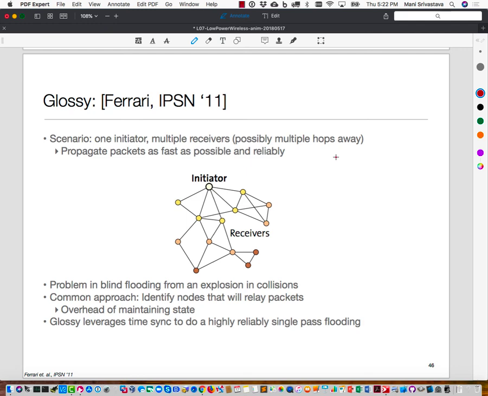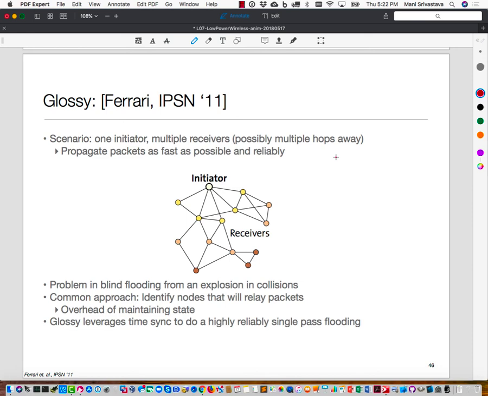Usually one of the ways around this explosion in collisions is that you identify nodes that will relay the packet. We pre-assign certain nodes so that only they will retransmit, only they will act as relays, and we make sure that they provide adequate coverage to the whole network. Like I might say, in row 1, only Adam is going to transmit, and so on. I define this for the whole network. The problem with this approach is that I have to maintain state. If the network changes, if something is moved around, I have to refigure that topology. So not very desirable from my perspective.